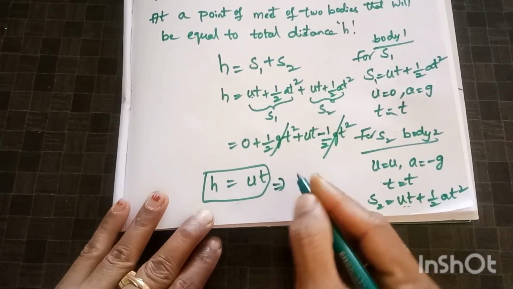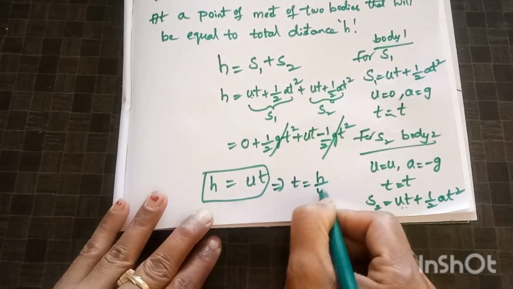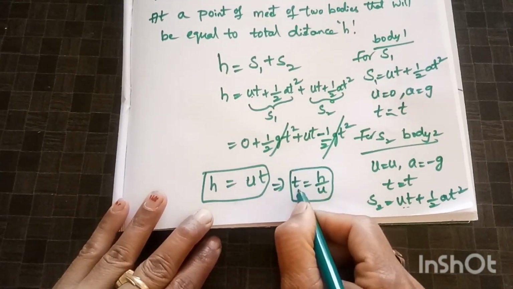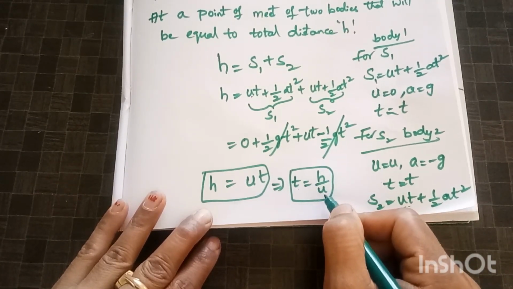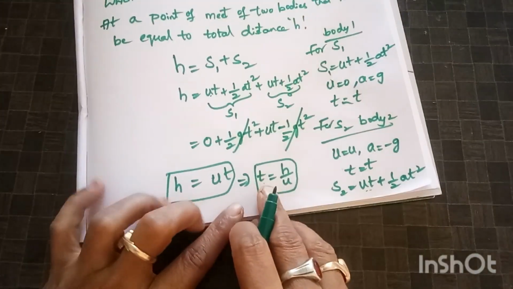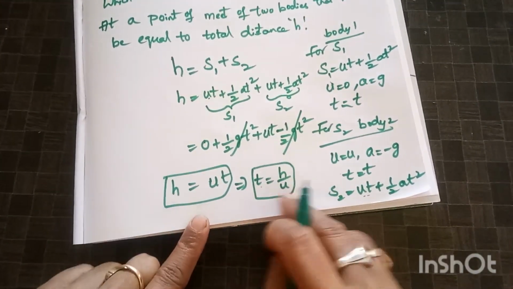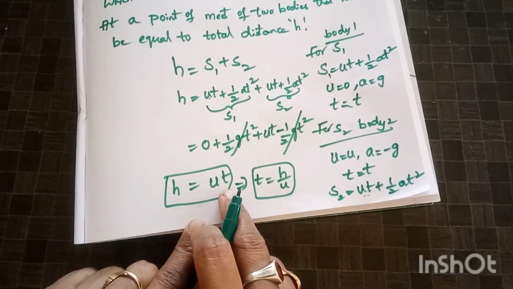And at what time they are going to meet is t equals h by u. At time t with a height of h with initial velocity u, they are going to meet. So this is the time at which they are going to meet, t equals h by u, and the height at which they are going to meet is h equals ut.